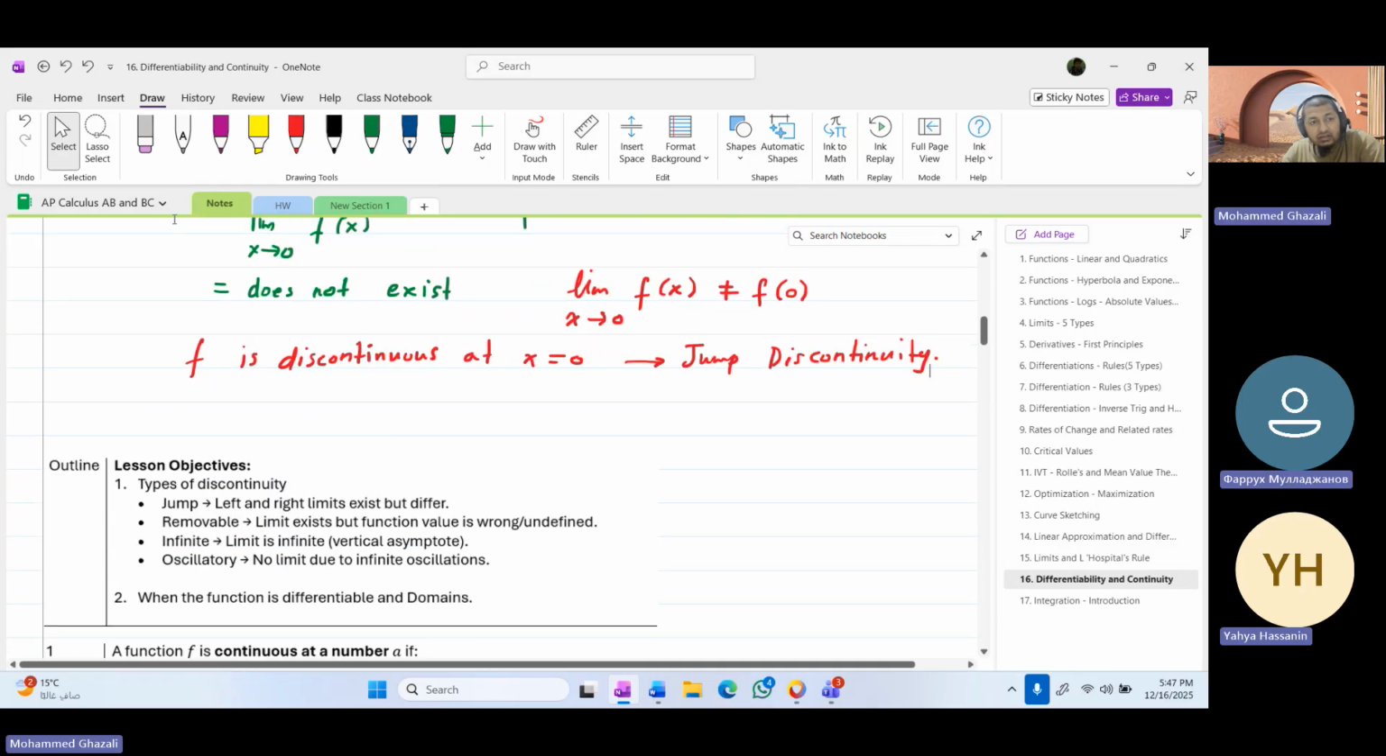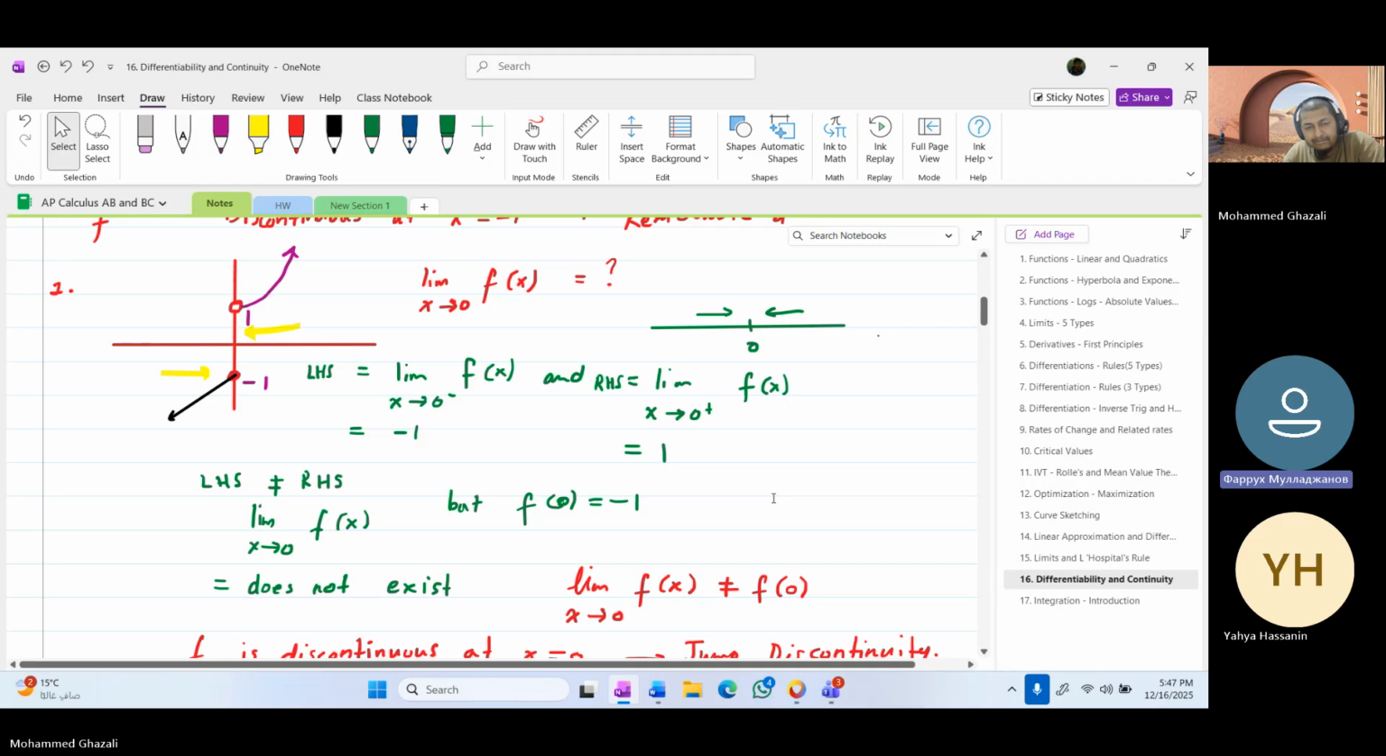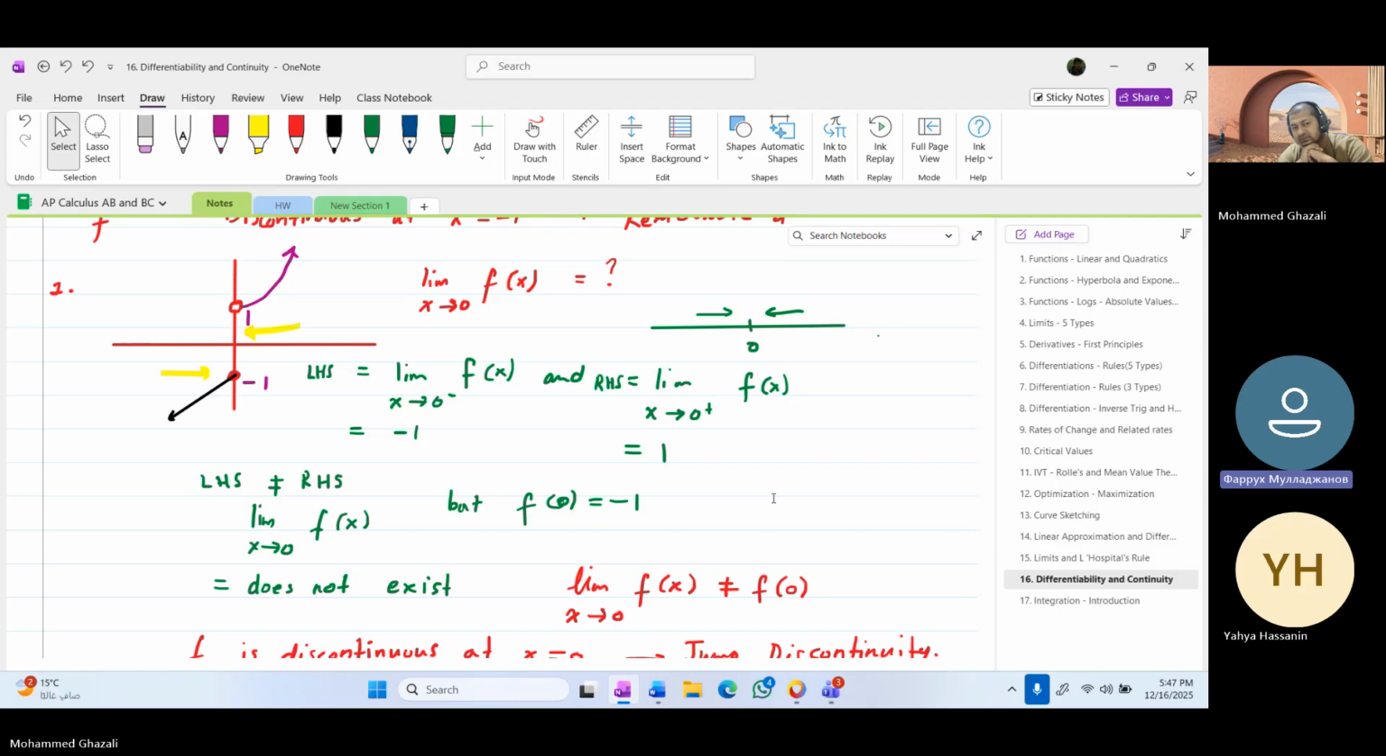Yeah, one question, teacher. Yeah, just a second. About the jump discontinuity, will it happen when the limit does not exist, in the case when it's not approaching the line, or what? The line is not going from the 0. How did you say that?